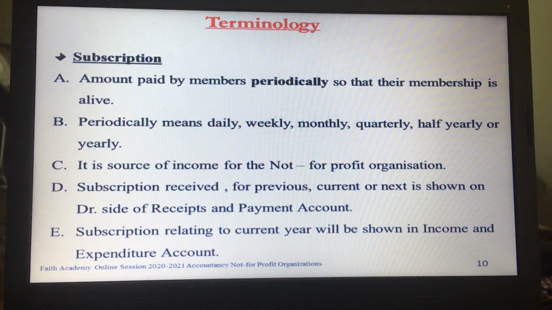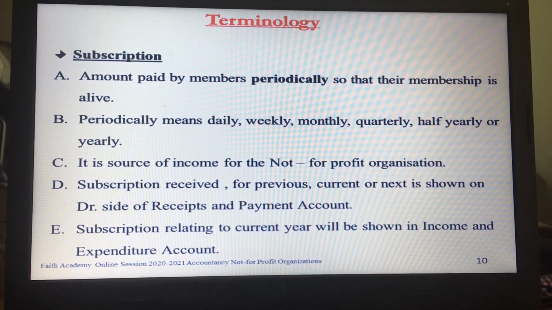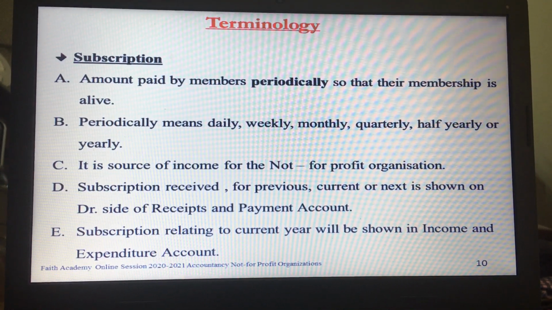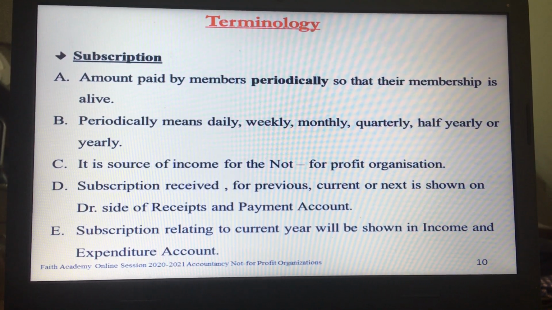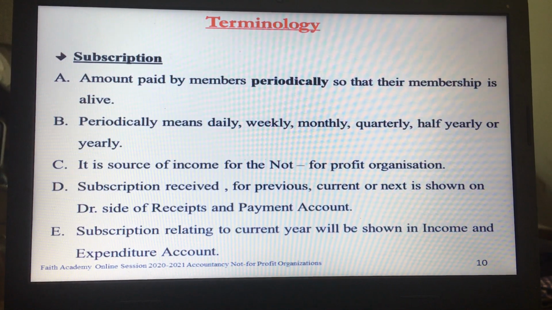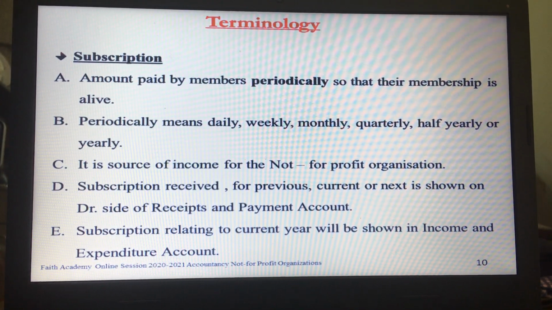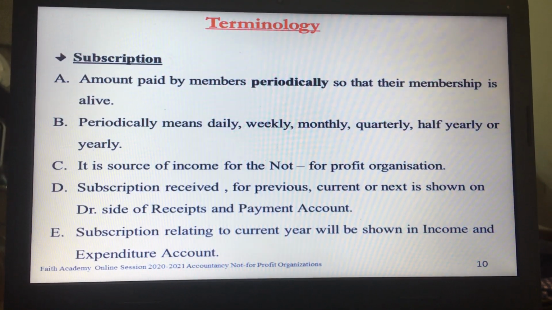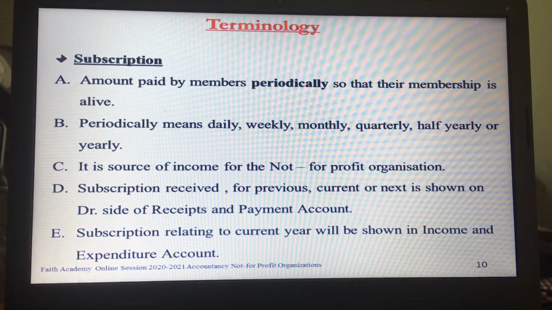So what is subscription? Subscription is the amount paid by the member periodically so that their membership is alive. If we say periodically, it means daily, weekly, monthly, quarterly, half yearly, yearly, or once in 2 months, or once in 3 months, or once in 5 months, whichever way, depends from organization to organization. It is a source of income for the not-for-profit organization.